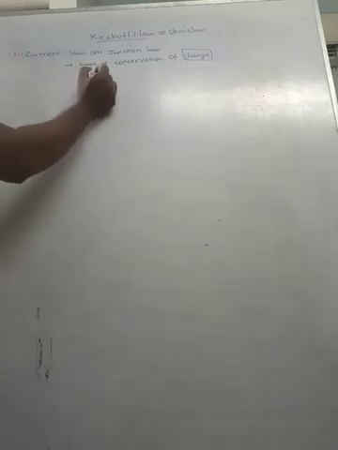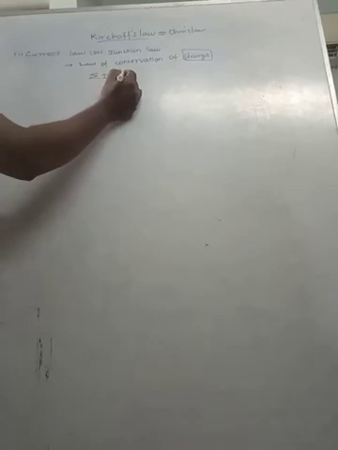There are two laws. The first one is the current law and the second one is the voltage law. The current law, otherwise called the junction law, is based on the law of conservation of charge. We know that charge can neither be created nor destroyed, so this is based on that principle. According to the current law, the current entering the junction is equal to the current leaving the junction. Or we can say that the algebraic sum of the currents meeting at the junction is 0, that is, sigma I is equal to 0.